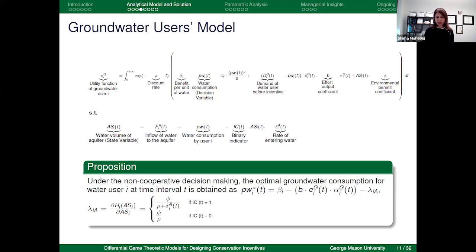Now, we can solve this problem analytically using the Hamilton-Jacobi-Bellman equation, as you can see here for the optimal water consumption. Here, lambda is the shadow price, and it represents the impact of an additional volume of water in the aquifer on the future welfare of the water users. And it's a function of environmental benefit, discount rate, and delta, which is the rate of water entering from the aquifer to the river.